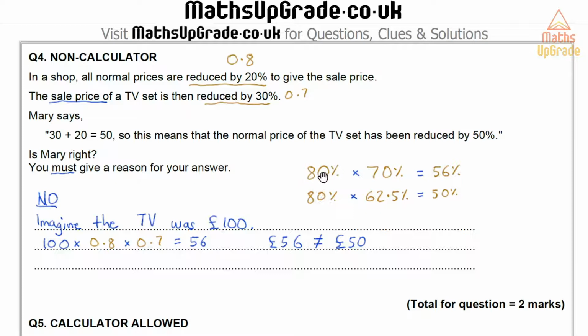Essentially, we've said that 70% of 80% is 56%. If she wanted to find 50%, she should have multiplied 80% by 62.5. That would actually give you 50%. You're not expected to give this part of the working out in your answer. This, which I've written in blue, is fine for 2 marks.